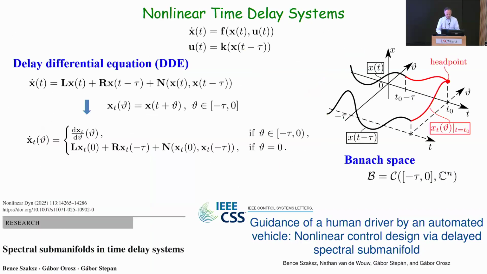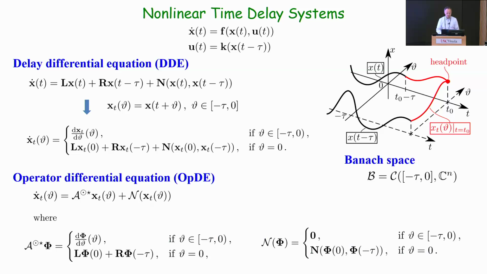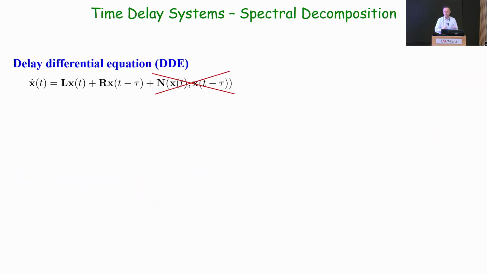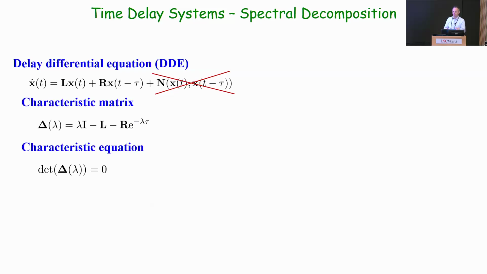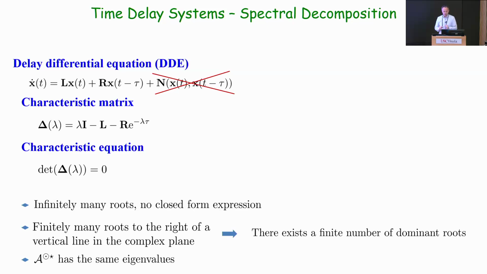Okay, so let's dive in. I come back to this abstract formalism. Now, to make our life a little simpler, let's take a look at this problem on the linear level first. If you look at the linear level, so basically you throw away the nonlinear terms, then many of the classical techniques you can try to use. You can try to use exponential solutions, and then you get the characteristic matrix, and then also the characteristic equation. And as we discussed, this has infinitely many roots. You typically can't solve them in closed form.